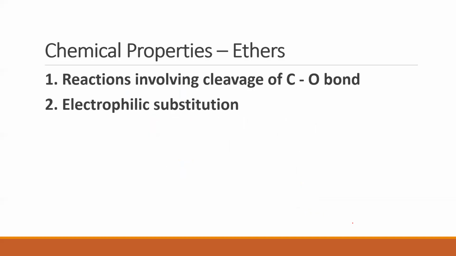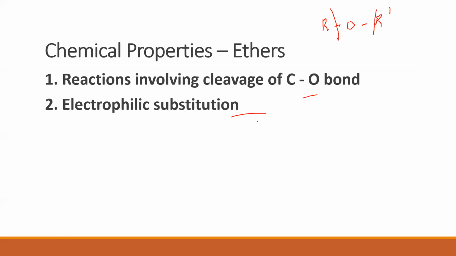This leaves us with the chemical properties of ethers, the last set of compounds in this chapter. There are two reactions that are basically seen in ethers. Reactions involving cleavage of the C-O bond. Now we know the general formula of an ether, R-O-R dash, which means we are talking about cleavage of any one of these bonds, either this or this. So reactions involving cleavage of C-O bond, and the second reaction is electrophilic substitution.